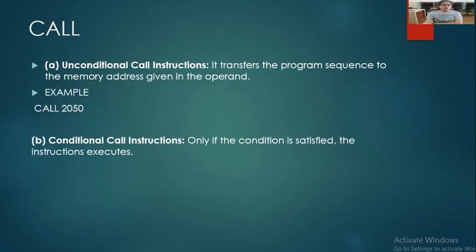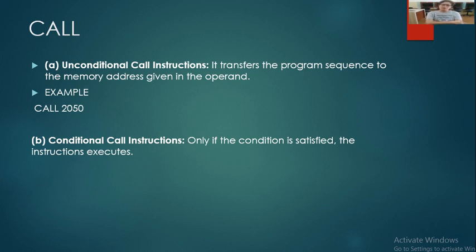What is conditional call and unconditional call? Unconditional call is when there is no condition. The call will transfer to that address without checking any condition. It transfers the program sequence to the memory address given in the operand, so it will simply transfer the control to that location. An example of a call instruction is CALL 2050.